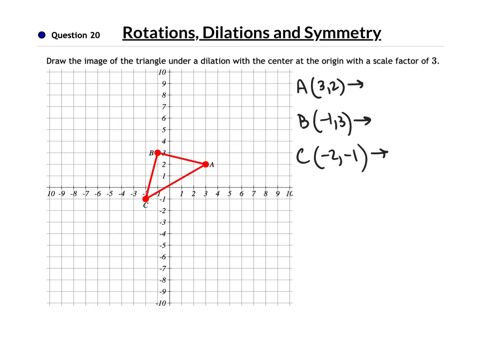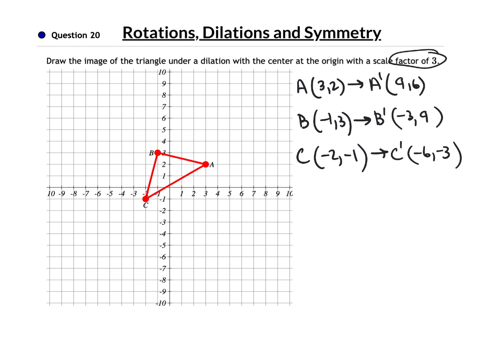Question 20 is a dilation, and we're going to do a scale factor of 3, which means every ordered pair will get multiplied by 3. A will become a new A, we'll call it A prime, and it'll be 9, 6. B, negative 1, 3, will become B prime, multiplied by 3, negative 3, 9. C will become C prime, and it is negative 6, negative 3.